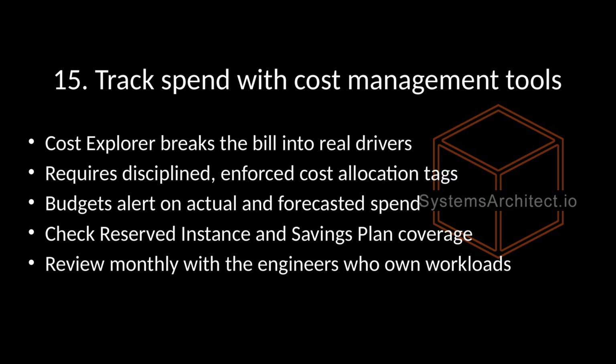15. Track spend with cost management tools. You cannot optimize spend you cannot see. A default bill hides everything behind one large compute number. AWS Cost Explorer breaks it open by instance type, region, account, and tag. That last one depends on tagging discipline. Agree on owner, environment, and application, then enforce them with AWS Config rules. Set AWS Budgets alerts on both actual and forecasted spend. Turn on coverage reports and cost anomaly detection to catch jumps automatically.